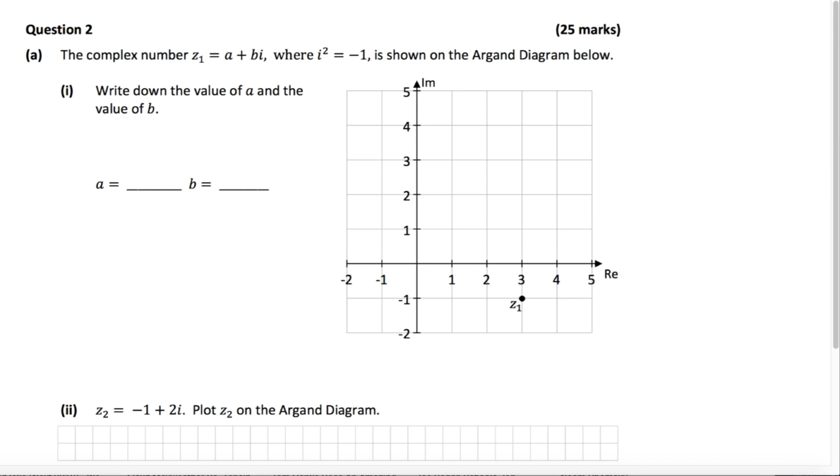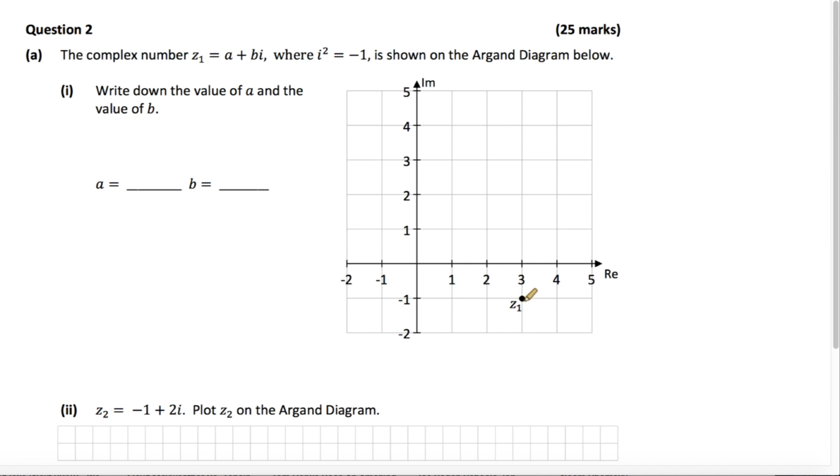So this is the 2017 Leaving Cert Ordinary Level Paper 1, and we're looking at question number 2. Part A, the complex number z1 is equal to a plus bi, where i squared is equal to -1. And this is shown on the Argand diagram. So here's z1. And they want us to write down the value of a and the value of b.